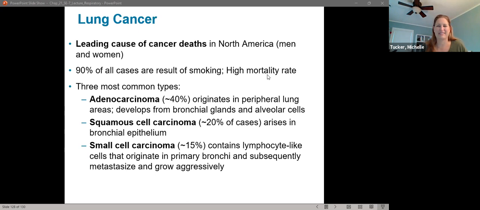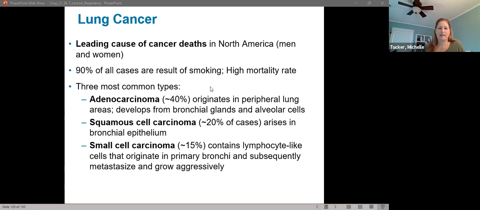Okay. Lung cancer is the leading cause of cancer deaths in North American men and women. 90% of cases can be traced back to smoking, and it does unfortunately have a very high mortality rate. The 5-year survival rate is only 16%, which is very low. The reason why is the lungs receive so much of your blood flow, and their tissues are very thin, so they metastasize very quickly.